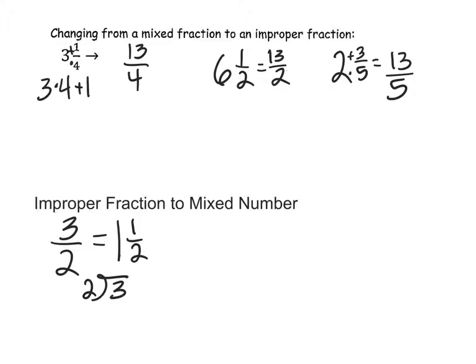How about 7/5? 1 time. 5 goes into 7 1 whole time. With how many left over? 2. From 7 to 5. 2. And I keep my original denominator. 5. 1 2/5. All right. Moving on.